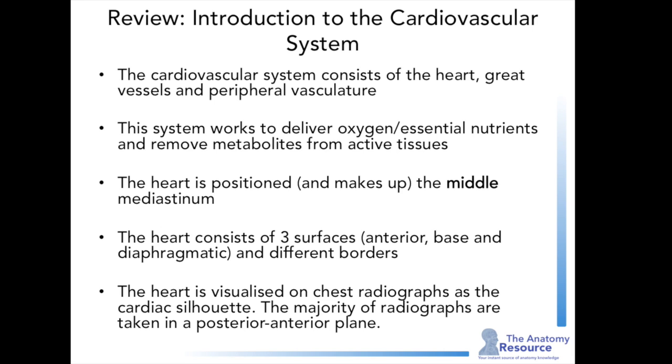System works to deliver oxygen and essential nutrients and to remove metabolites, and we talked about double circulation. The heart is positioned and makes up the middle mediastinum, so we talked about the mediastinal divisions. Importantly, it consists of three surfaces, anterior base or posterior and diaphragmatic, and those borders, which were the pulmonary and the diaphragmatic. And then when we look at the heart and chest radiographs as a cardiac silhouette, we can see them better, well, a more accurate representation in a PA view.